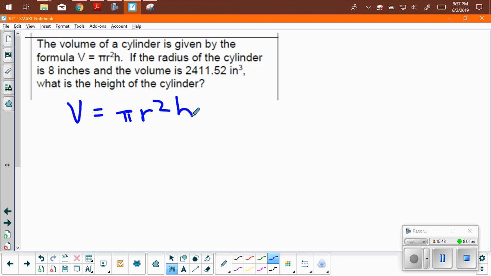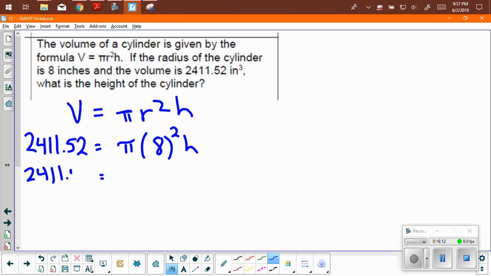Let's fill in what we know. We know the volume. This is a lovely number. And then we have pi, radius squared. So our radius is 8 inches squared times the height. So first let's do some tidying up. We can do 8 squared, so that is 64 h. And I can multiply that by pi.